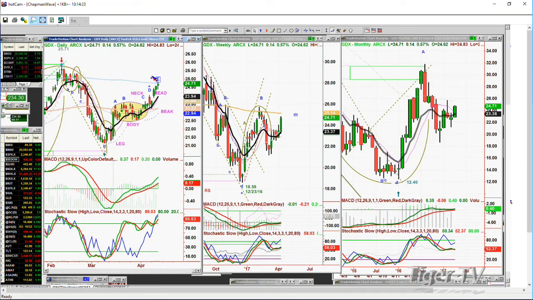Look at this. How cleaner can you get? A peak E at the top there, 25.71 back on the 8th of February in the GDX, the gold miners index, plunges straight down to the 21.14 level on the 9th of March, and then it rallies back up and stops dead at the 200-period simple moving average.